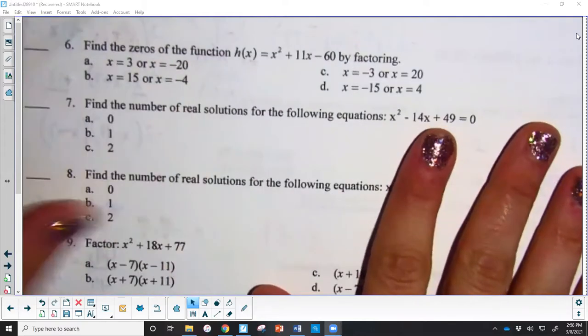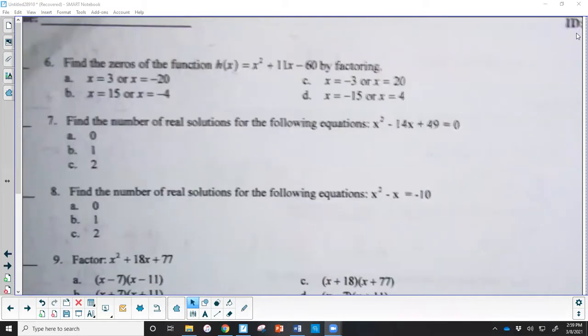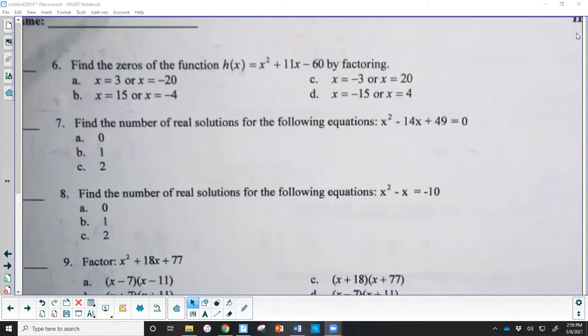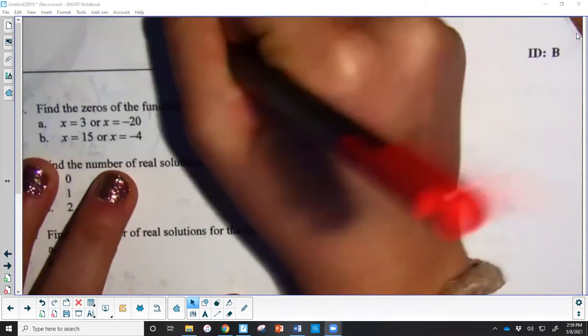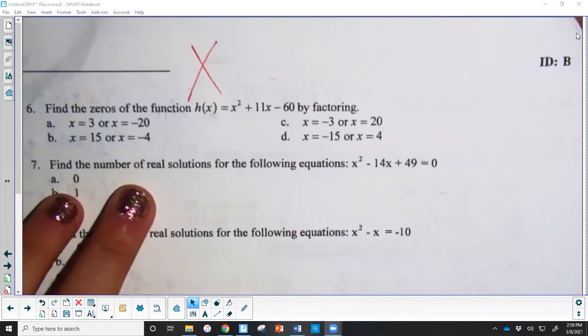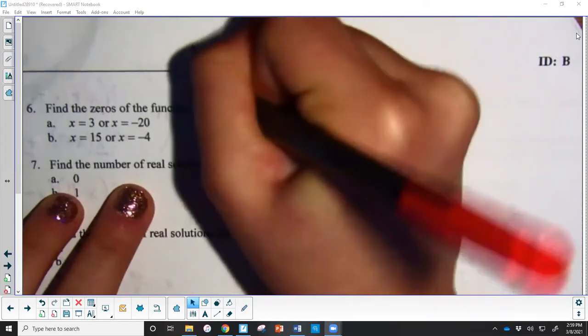All right, number 6. Number 6 was a very missed question when it came to my particular test, Miss Ingram's test. So here, I'm going to use the X method. The X method is one way you could use. You could also use a quadratic formula. Does not matter. All right, A times C, so 1 times negative 60 is negative 60.